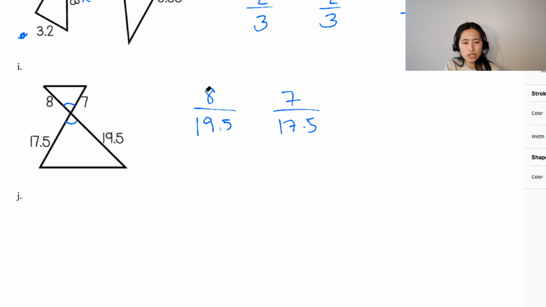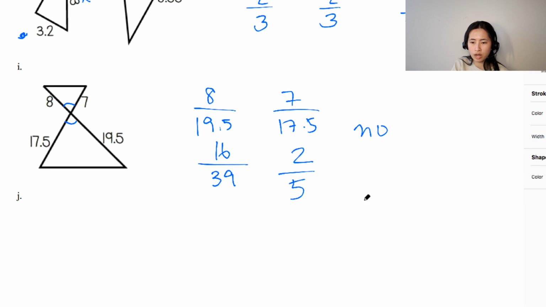Just make sure the dimensions on top are from the same triangle. It doesn't have to be from the smaller triangle; it could also be from the larger triangle. So now we've set this up. We have 8 over 19.5, which is 16 over 39. And then 7 divided by 17.5 is equal to 2 over 5. So it's a no. They're not proportional, therefore they're not similar.